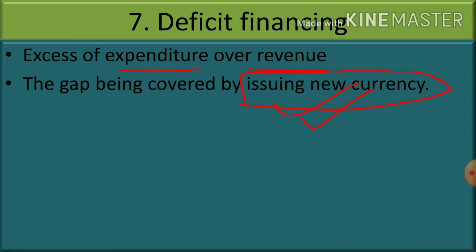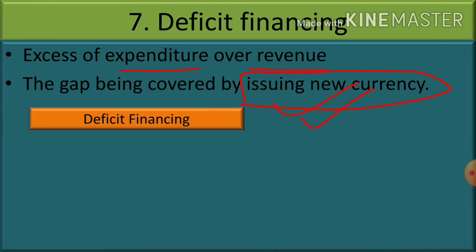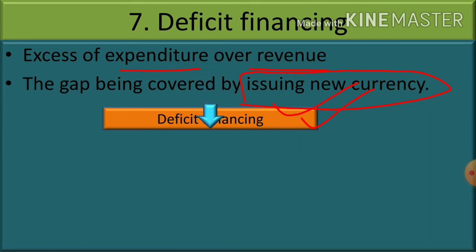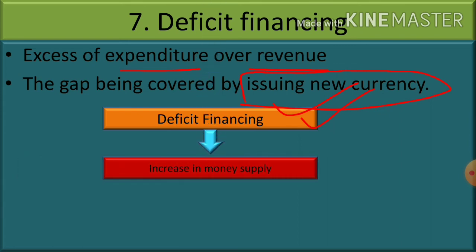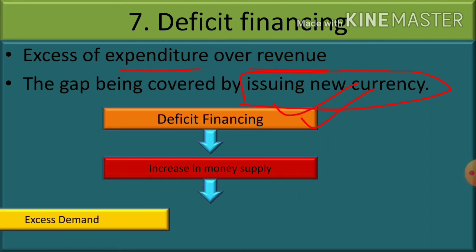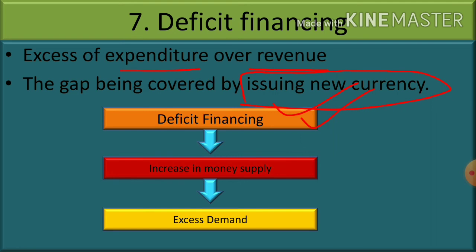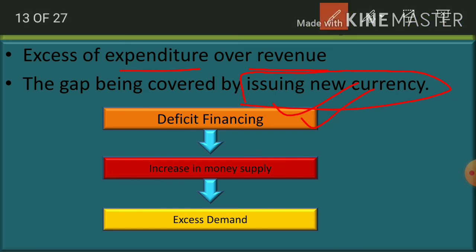So due to this deficit financing, what happens? When there will be deficit financing, then obviously there will be increase in money supply. When money supply will increase, you all know, it will lead to excess demand, because income, or we can say purchasing power of the consumers, will increase. When purchasing power will increase, then obviously there will be excess demand in the economy.